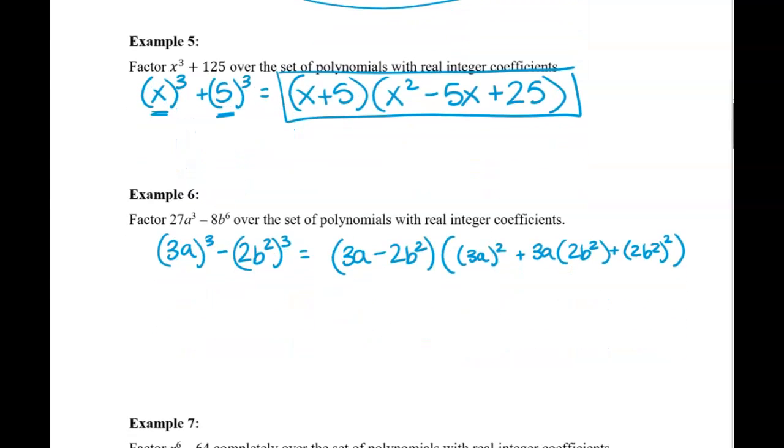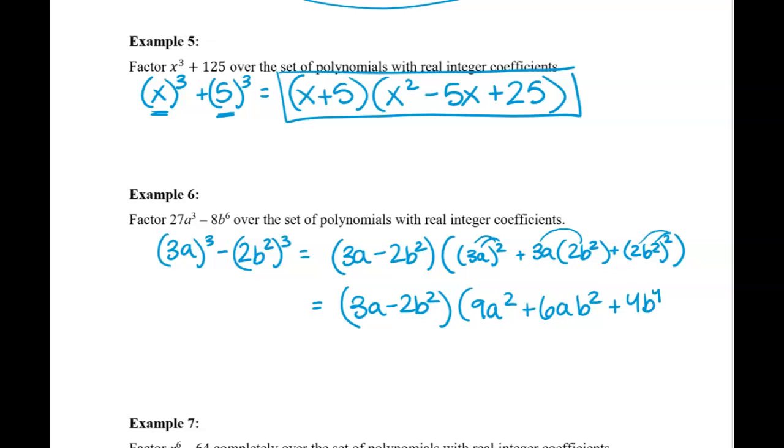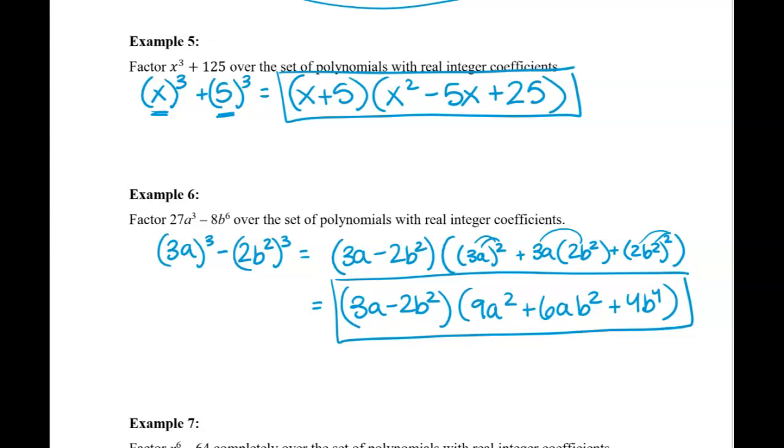All right, let's simplify a little bit. So we have 3a minus 2b squared times 9a squared, plus 3 times 2 is 6ab squared. 2 squared is 4, b squared squared is b to the 4th, so plus 4b to the 4th. And there's our answer.